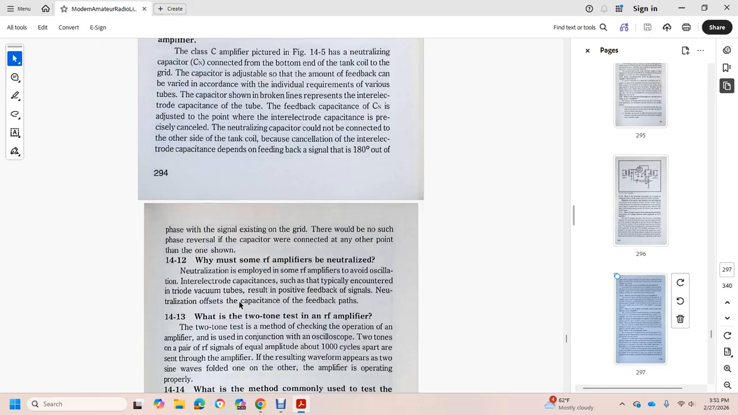Why must some of the radio frequency amplifiers be neutralized, with some of the radio frequency fed back, to avoid oscillation caused by inter-electrode capacity? This is typically encountered with vacuum tube amplifiers, as a result of feedback through the capacity.